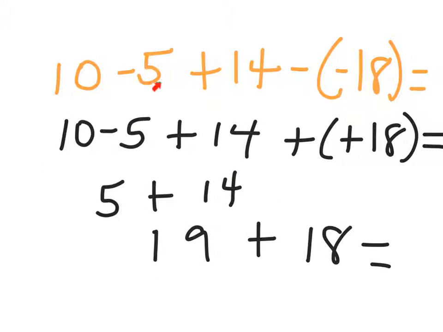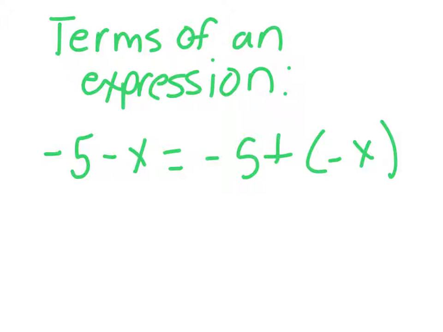This is 10 minus 5 plus 14 minus negative 18. I can rewrite that as 10 minus 5 plus 14, do the opposite, plus 18. So then I have 10 minus 5 is 5. Add the plus 14. That comes out to 19. I bring my 18 down, and my answer is going to be 37. Okay, terms of an expression.